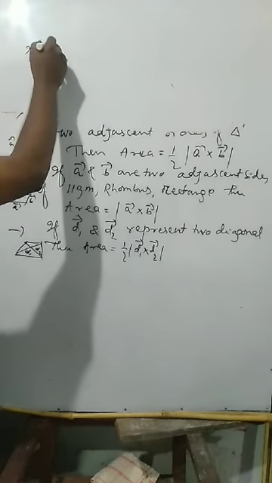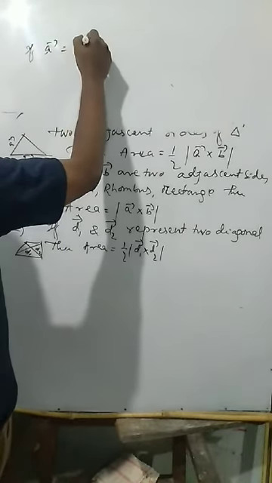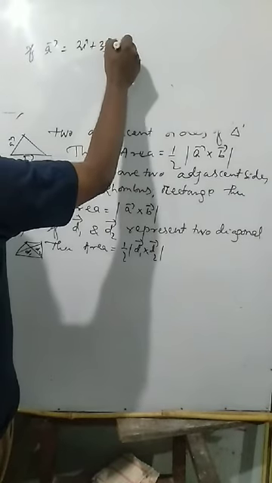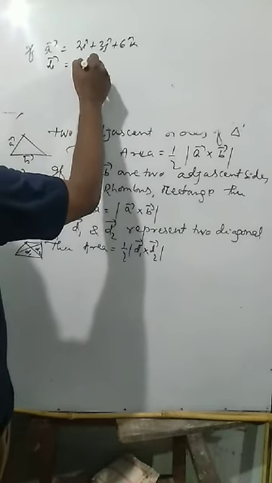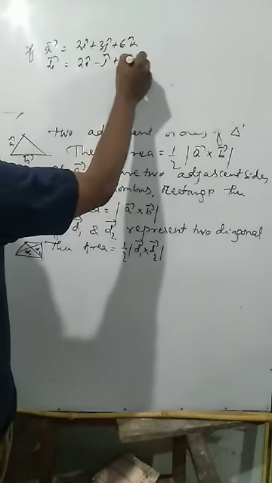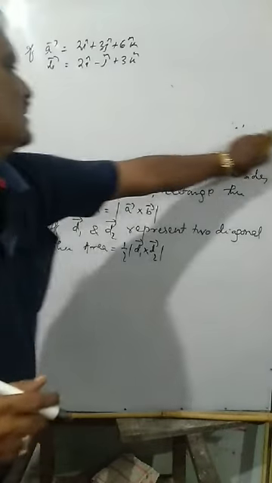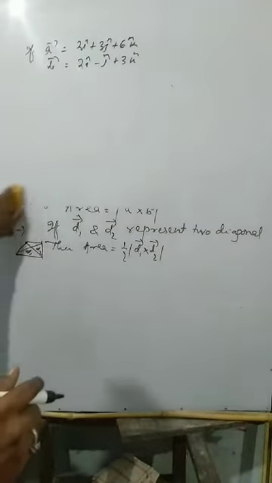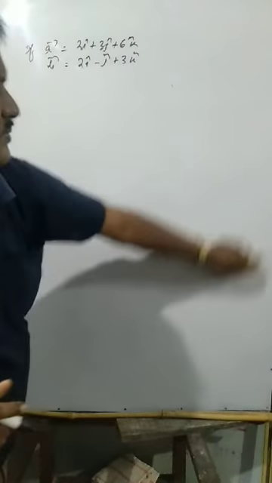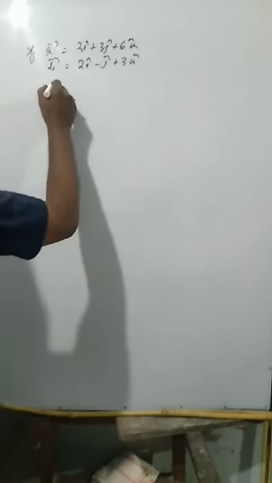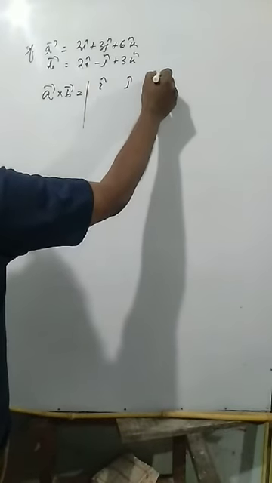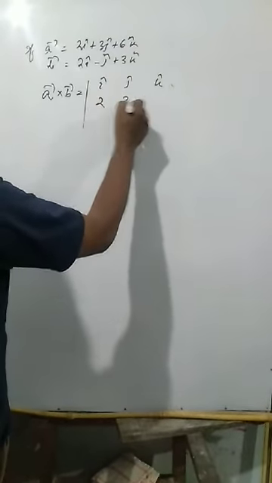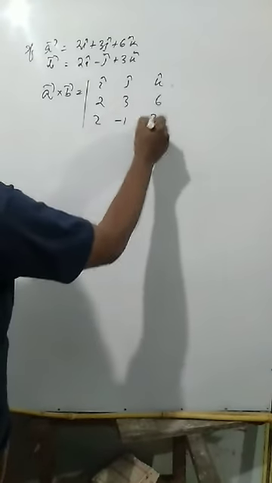If A vector equals 2i cap plus 3j cap plus 6k cap and B vector equals 2i cap minus j cap plus 3k cap, there are two vectors. Then we have to find the angle between the two vectors. The first step is to find A cross B. A cross B in determinant form: you put i cap, j cap, k cap, then 2, 3, 6, then 2, minus 1, 3.